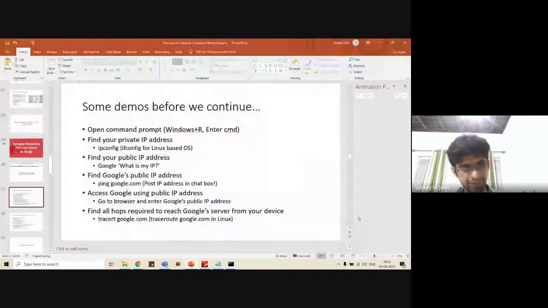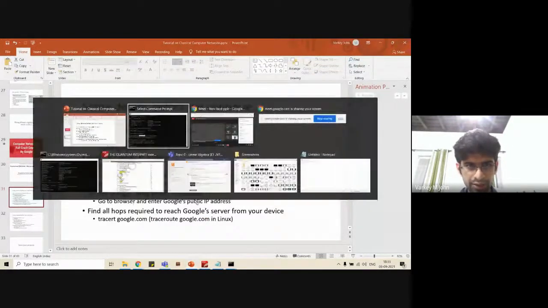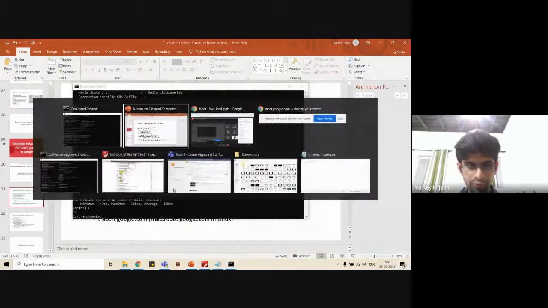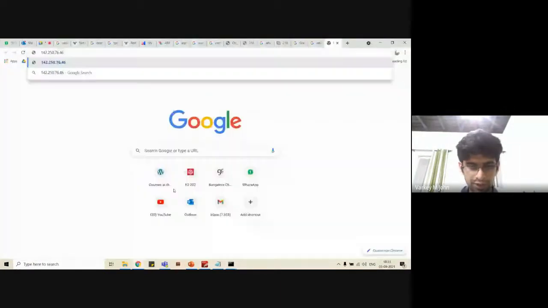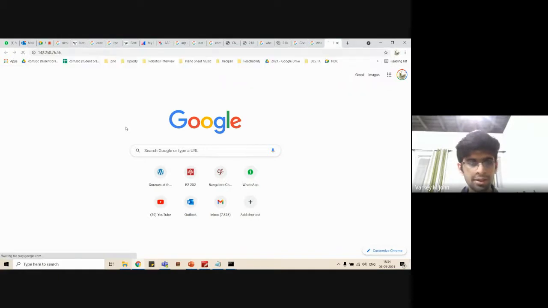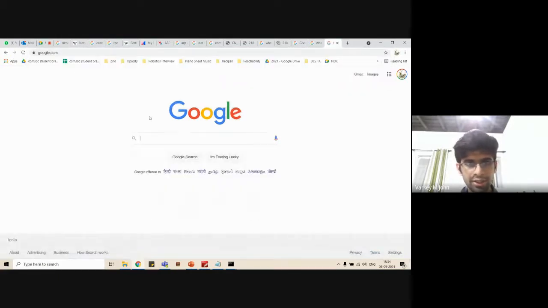Yeah, so that's about Google's address. Now we can access Google's public IP address from our web page. I was talking about how to access a service on a device. You can access the IP address along with its port, 80. You can see that you get google.com itself.